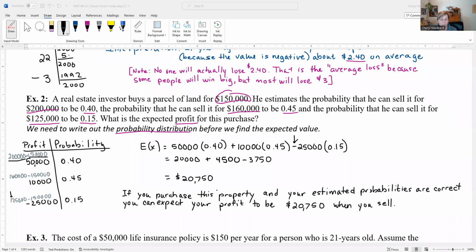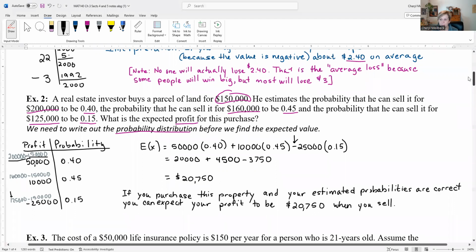All right, calculating this, you should have come up with $20,750. So we'd interpret it by saying if you purchase this property and your estimated probabilities are correct, you can expect your profit to be $20,750 when you sell. Let's look at our next example.